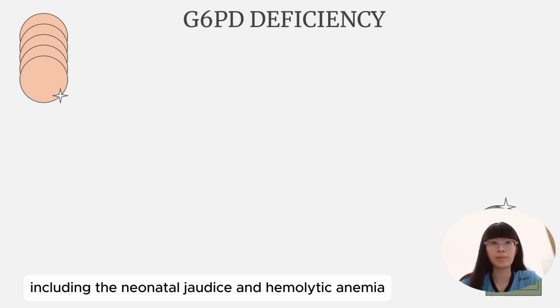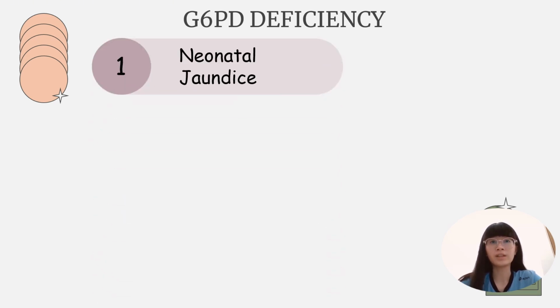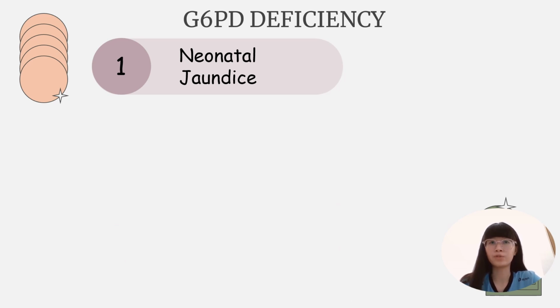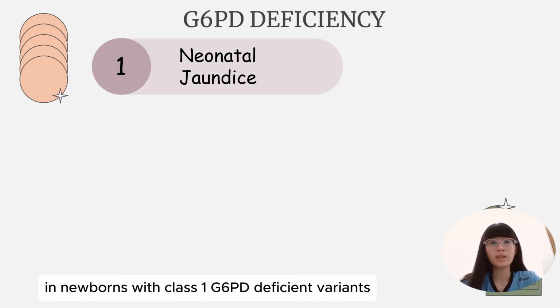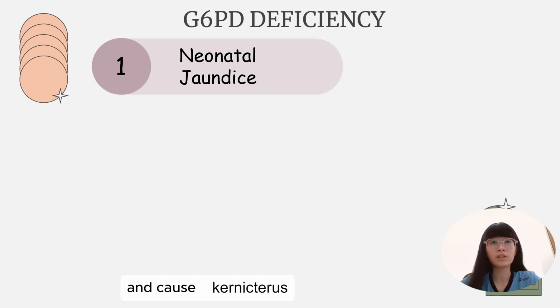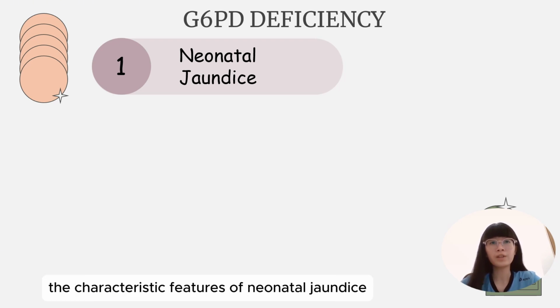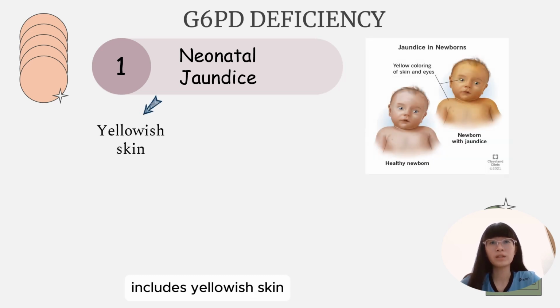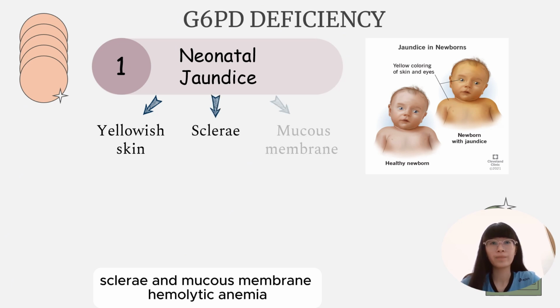and hemolytic anemia. Neonatal jaundice is a clinical manifestation of elevated total serum bilirubin, termed neonatal hyperbilirubinemia, which results from bilirubin that is deposited into an infant's skin. In newborns with class 1 G6PD deficient variants, the jaundice could be dangerous and cause chronic and permanent neurological damage. The characteristic features of neonatal jaundice include yellowish skin, sclera, and mucous membranes.